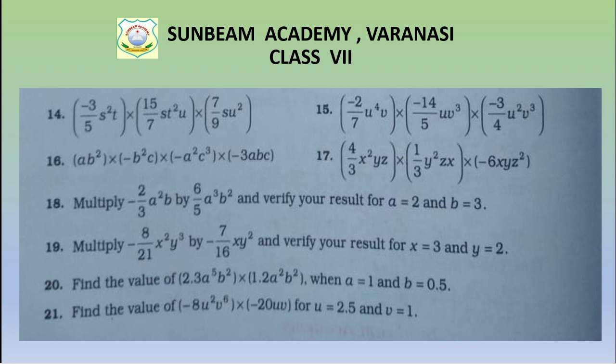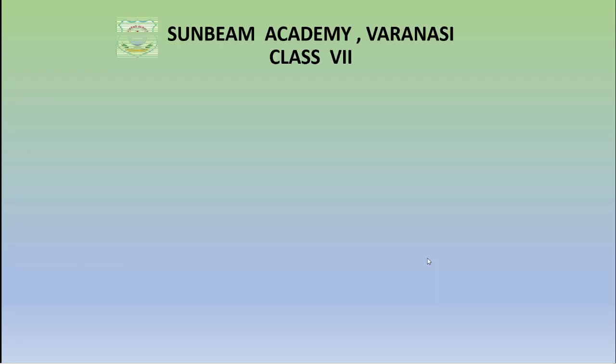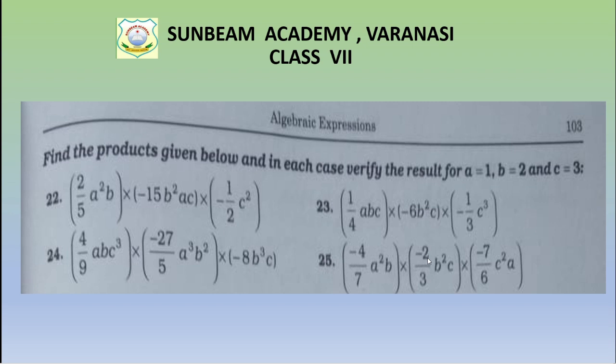Children, our next question is question number 21, you will solve. Okay, 21 you will solve, children. Now I am going to take the next question, that is question number 22. Question number 22. Find the product given below in each case and verify the result. A is equal to 1, B is equal to 2 and C is equal to 3.